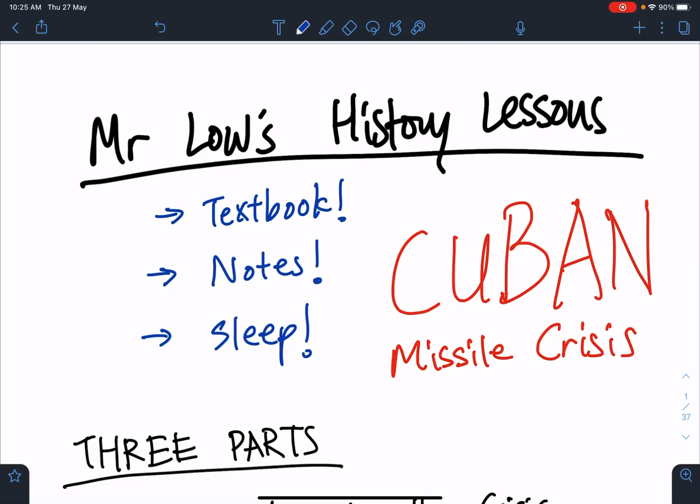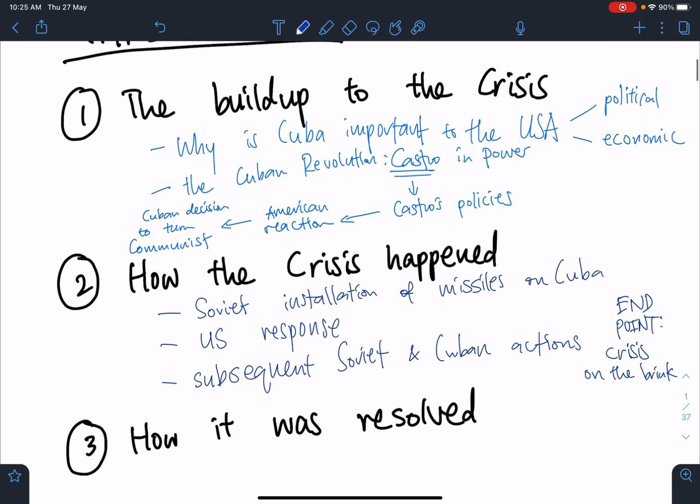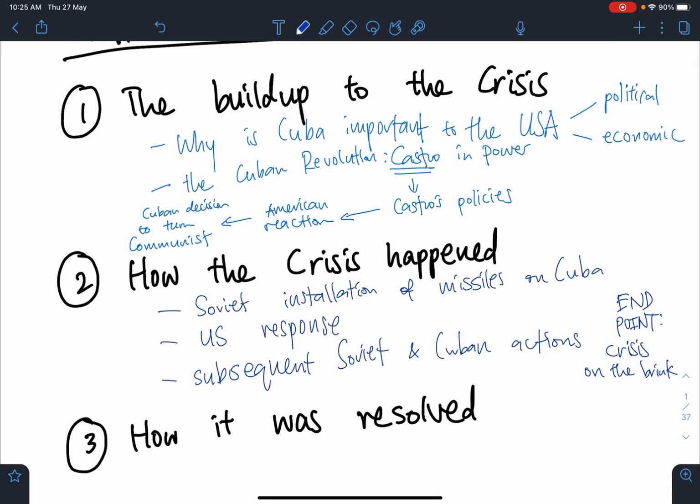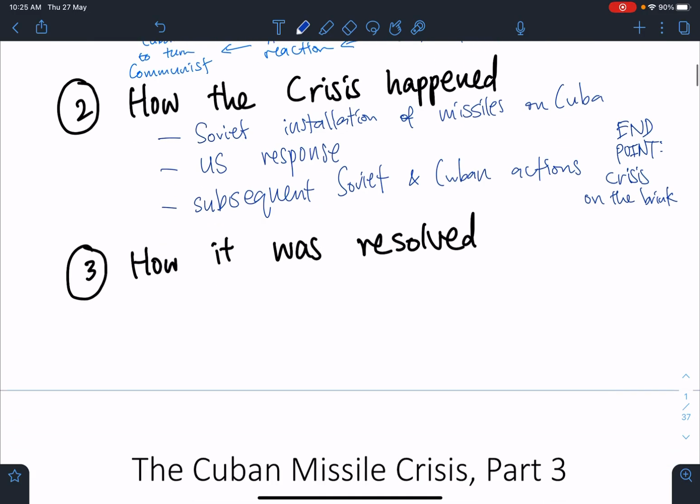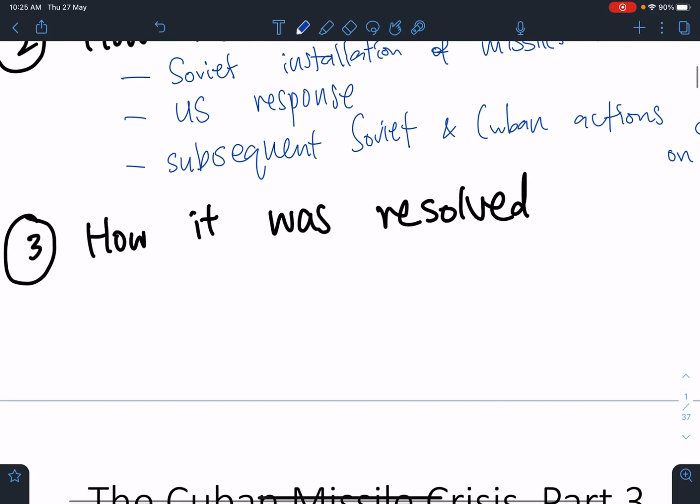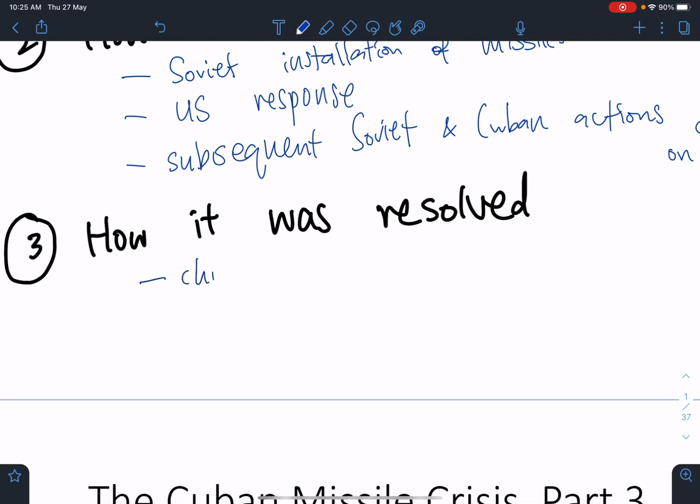Okay guys, so now we are going to go back to the Cuban Missile Crisis. There are three parts. Remember, we have looked at the build-up, how the crisis happened. Today we are going to look at how it was resolved. Today what we're going to do is take a look through the chronology of the crisis. I'm going to take you through some of the important events, okay?